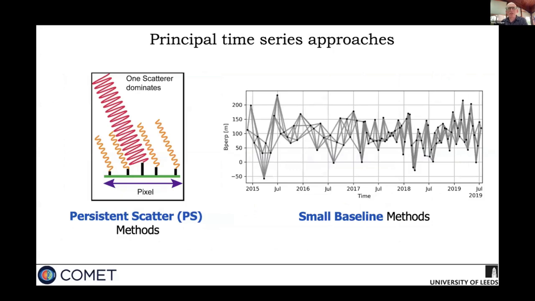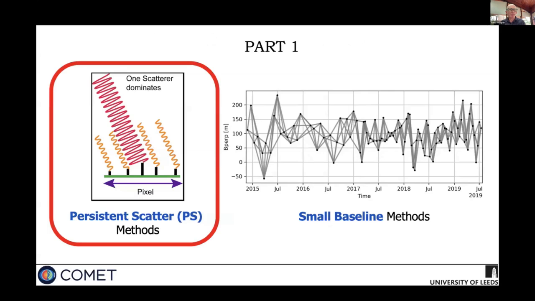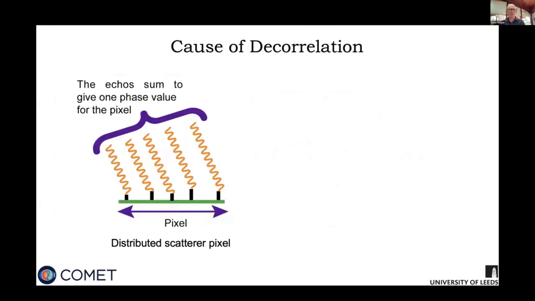Okay, so that was all just the motivation. How do we actually do it? Well, I guess there are two principal ways. Some might argue there's a third, and I'll get to that later, but essentially there are two. Persistent scatterer methods, which I'll talk about first, and then small baseline methods, which I'll get onto later on. So persistent scatterer, or PS methods, sometimes referred to as permanent scatterers as well.